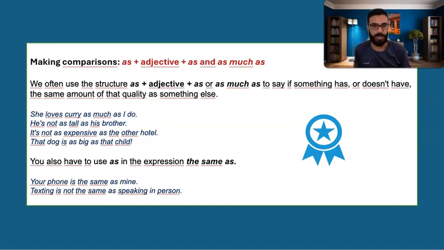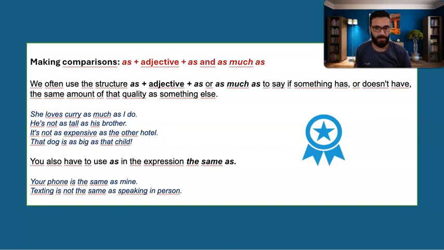He's not as tall as his brother. Negative sentence. So his brother is slightly taller than him. So he's not as tall as his brother, right? I'm making a comparison, but to make also a difference, all right? It's not as expensive as the other hotel, the same situation. One hotel is more expensive than the other. So I'm comparing their prices, and one is not as expensive as the other. So there's a slight difference, all right?